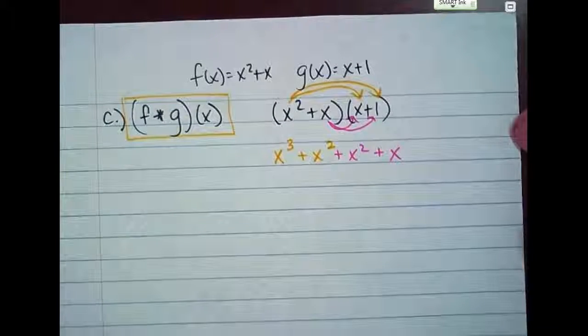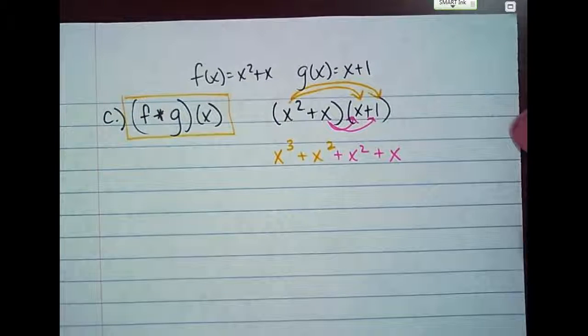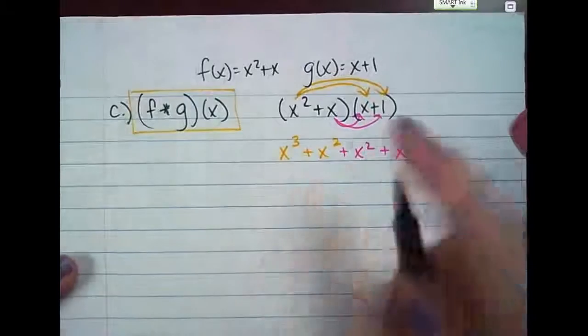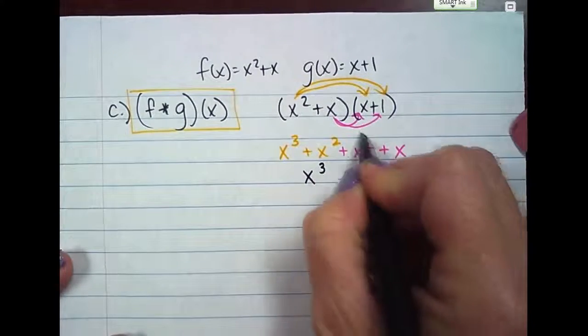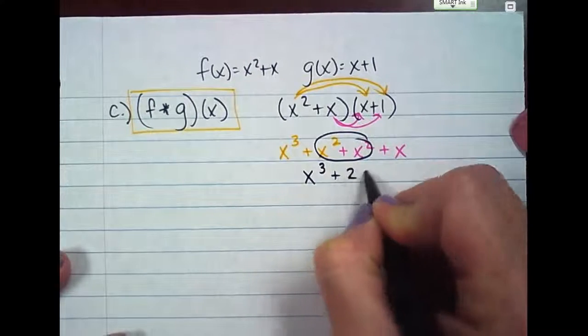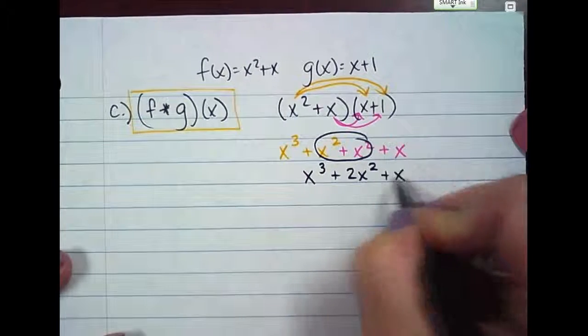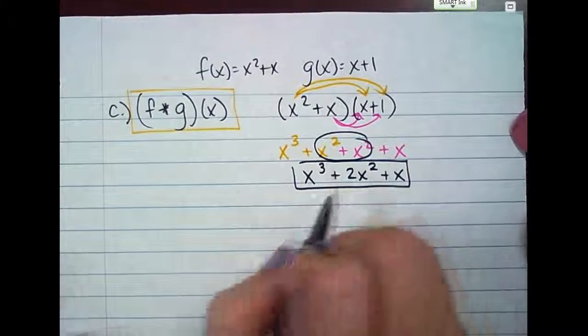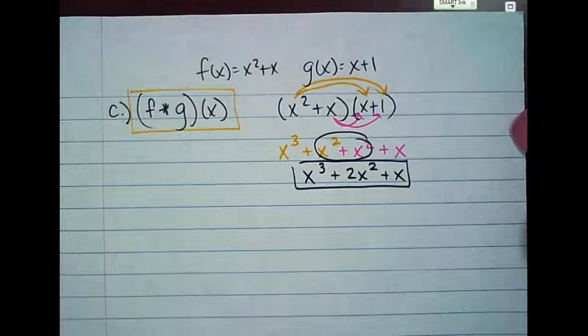And combine like terms, right? Put the ones together that match, and always start with the highest power. So there's 1x cubed. How many x squareds are there? Good. And then just an x. There's your answer. You just multiplied f times g.